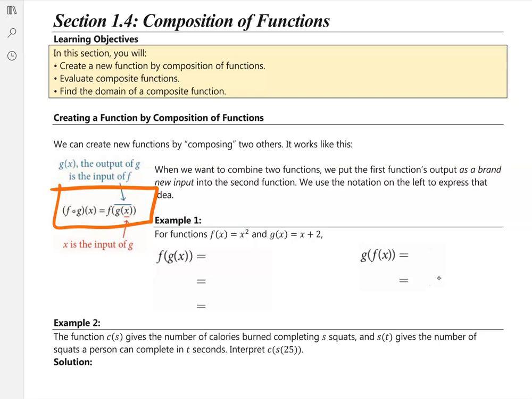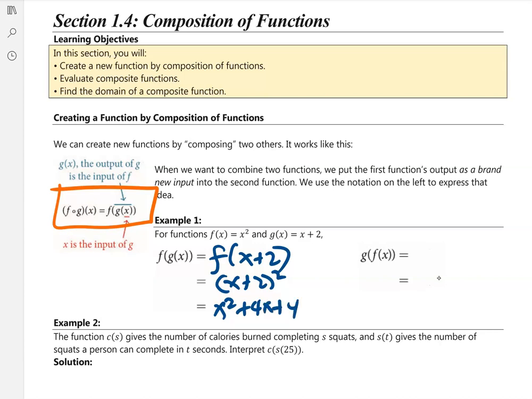So example number 1, for functions f of x equal to x squared and g of x equal to x plus 2, we want f of g of x. g of x is x plus 2, that's inside, and then substitute this x plus 2 into the x of f of x, so x plus 2 squared. When you multiply that, x plus 2 times x plus 2 is x squared plus 4x plus 4.